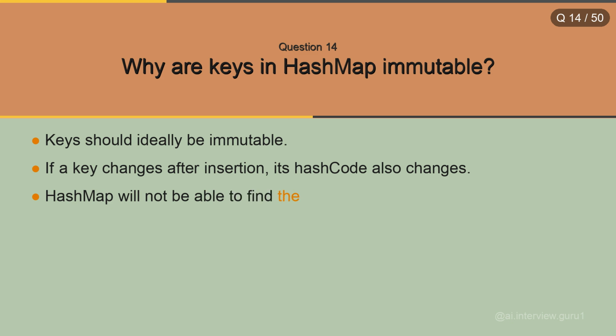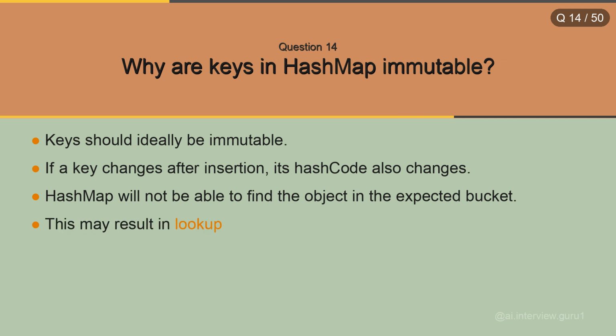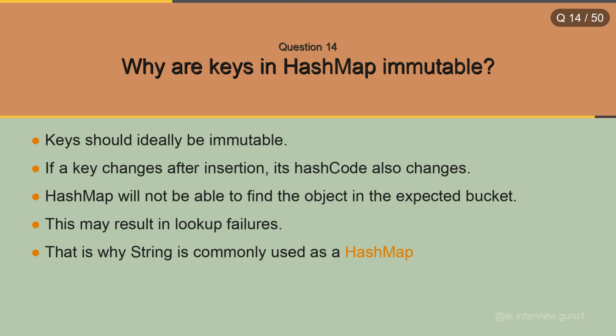HashMap will not be able to find the object in the expected bucket. This may result in lookup failures. That is why string is commonly used as a HashMap key.